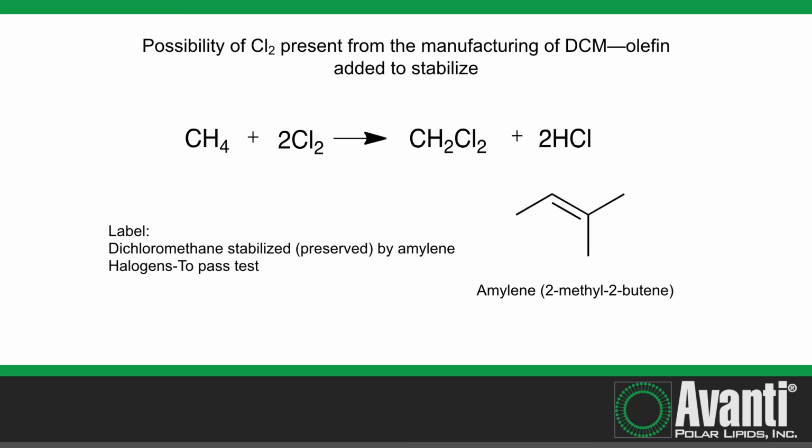Methylene chloride is made by the reaction of chlorine gas with methane. It's catalyzed, and so now you have methylene chloride and hydrochloric acid. They purify the methylene chloride away from the chlorine and the hydrochloric acid, and they add the amylene, 2-methyl-2-butene, so that chlorine, which will react rapidly with that double bond, is minimized. They tell you "halogens pass tests," whatever that means. They're not telling you exactly what their result was.